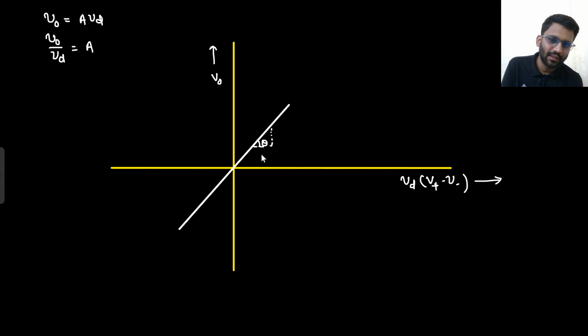This slope is A. Now if you keep on increasing the VD voltage, what will happen? Your output will keep on increasing. But your output cannot keep on increasing. It will saturate at some point.